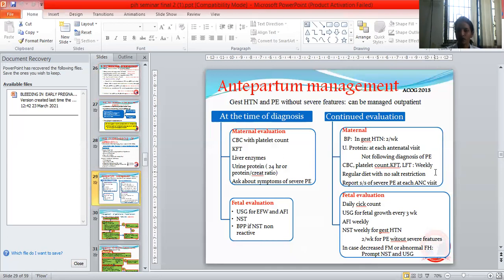Regular diet with no salt restriction. For the fetal evaluation, we advise the patient to have a daily kick count, and ultrasound is done every 2 to 3 weeks to look for signs of IUGR. The fluid status is also assessed weekly. A non-stress test is offered for all hypertensive women weekly. In case of any reduced fetal movements, admission at any time.